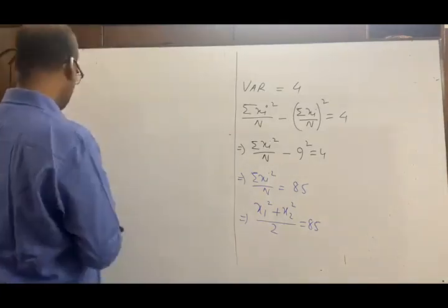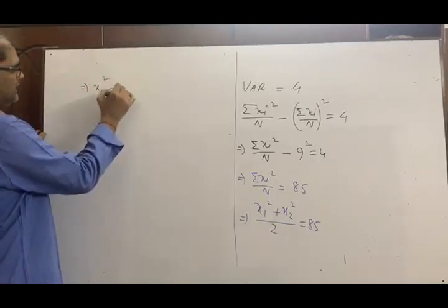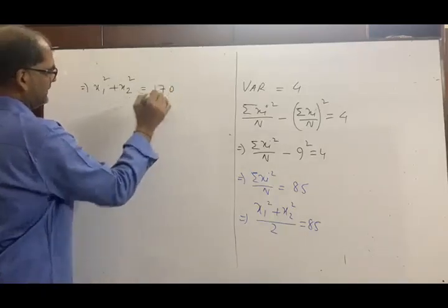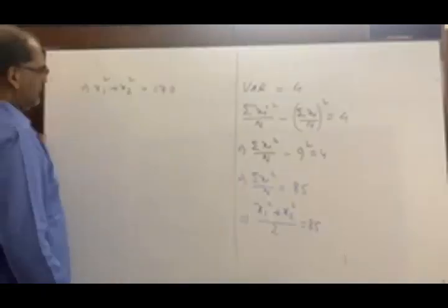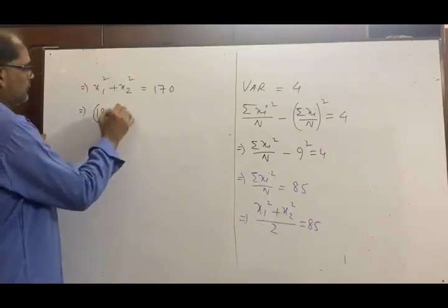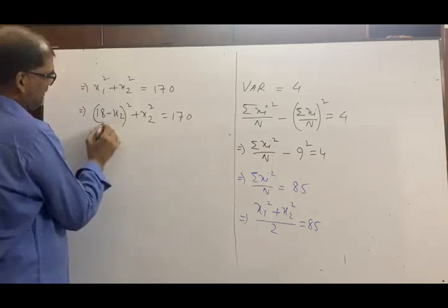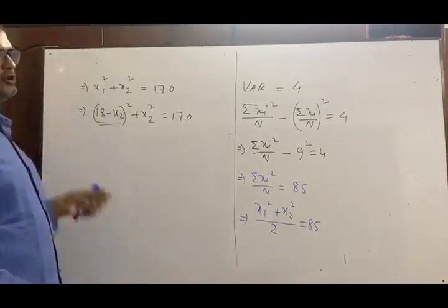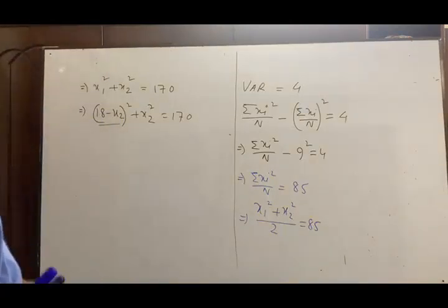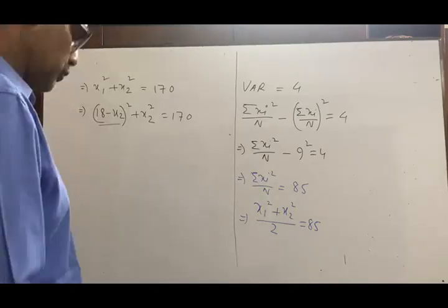Or we can write x1 whole square plus x2 whole square is equal to 170, right? What was x1? x1 was 18 minus x2. It has been written from equation 1. In equation 1, we have x1 plus x2 equals 18. Then from there, we have found x1 equals 18 minus x2, right?